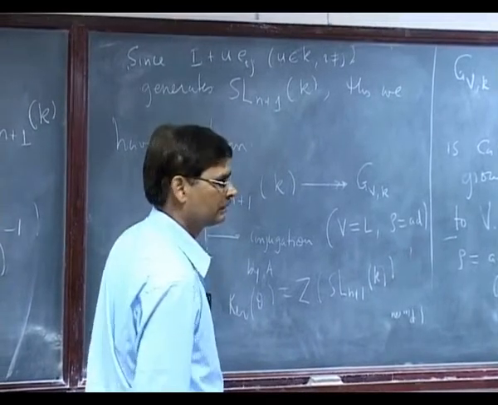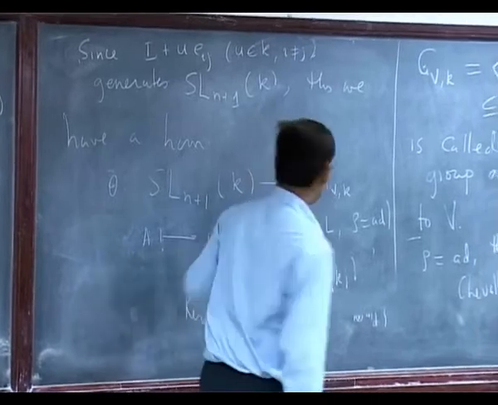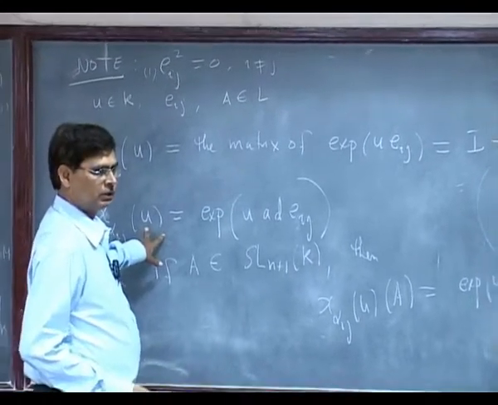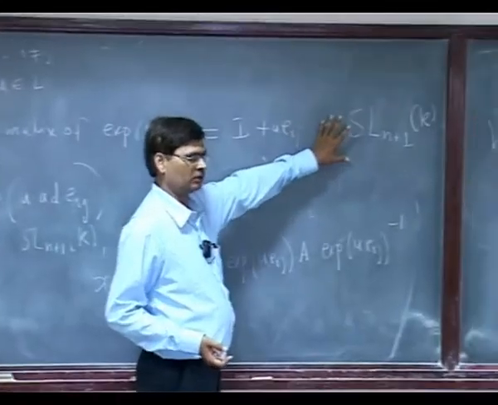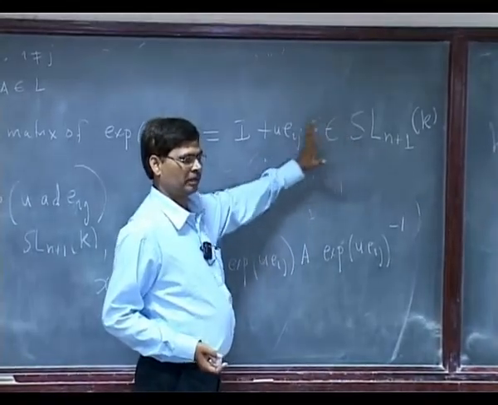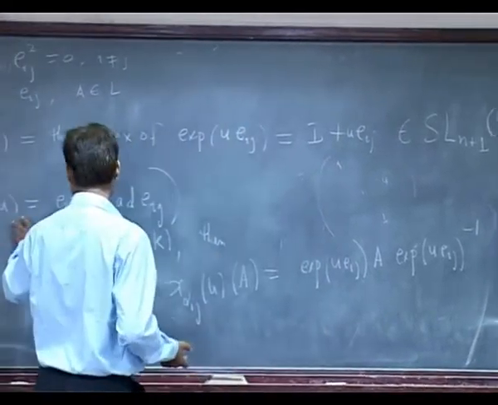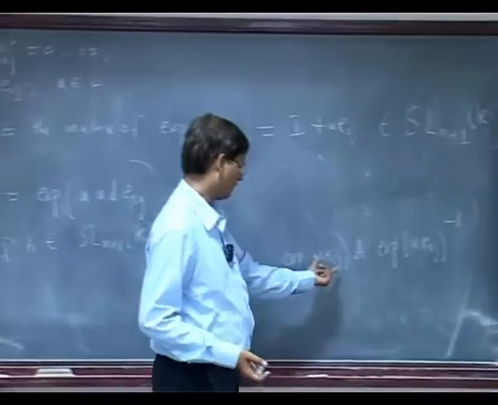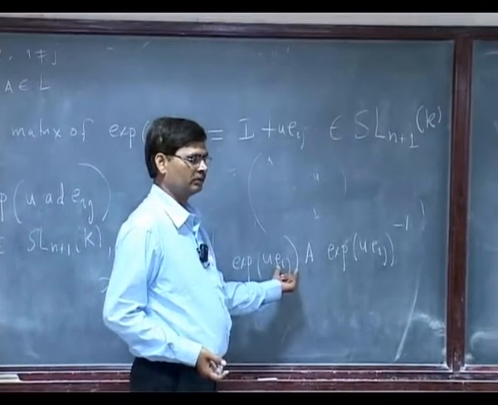Look at the argument here. X alpha ij u is a transformation associated with this elementary non-singular matrix. So you have a correspondence: A goes to, and what is this transformation? This transformation is simply conjugation by this element u E_ij.